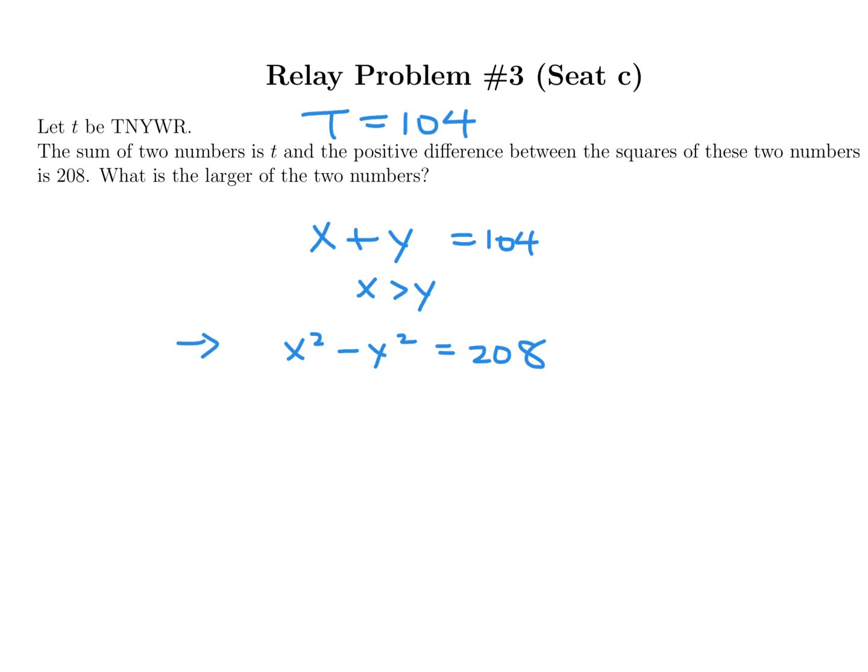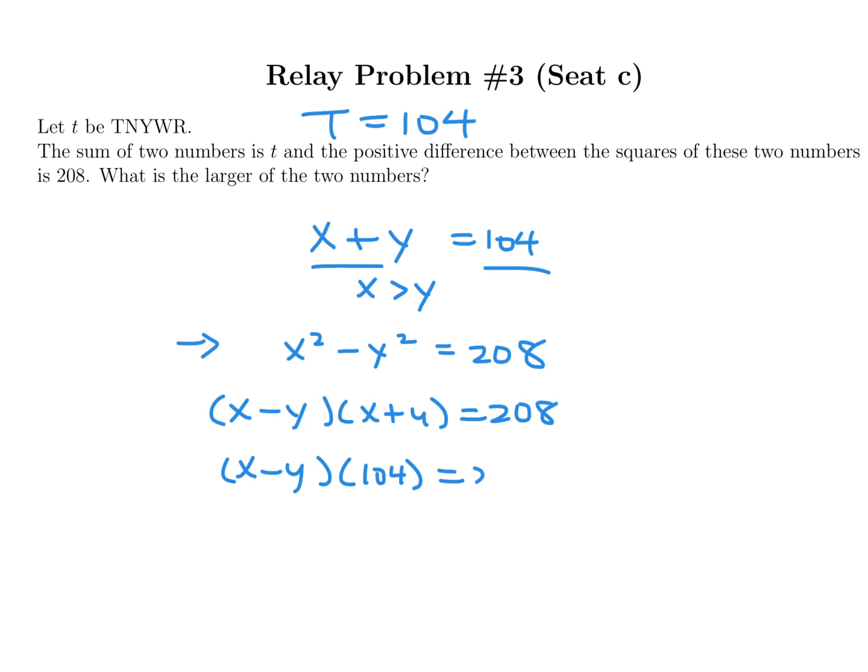So this would be able to factor pretty nicely. X minus Y times X plus Y is 208. X plus Y is 104, so we can plug that in there. And then this is very straightforward. X minus Y would be therefore 2.